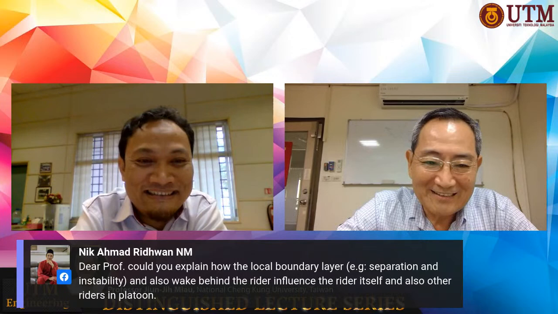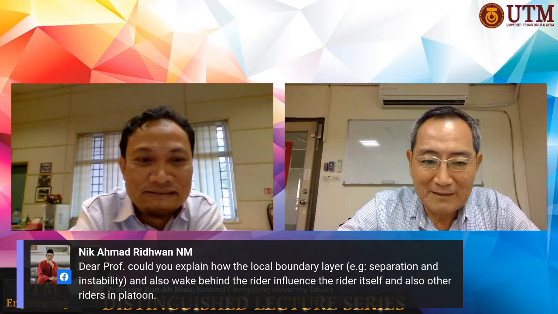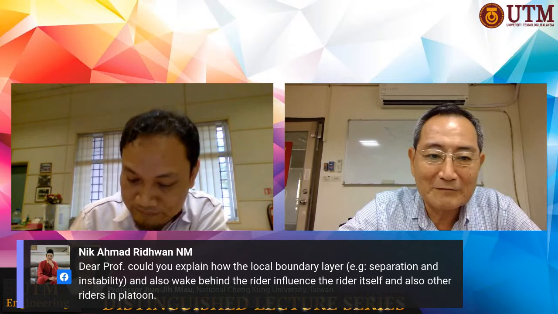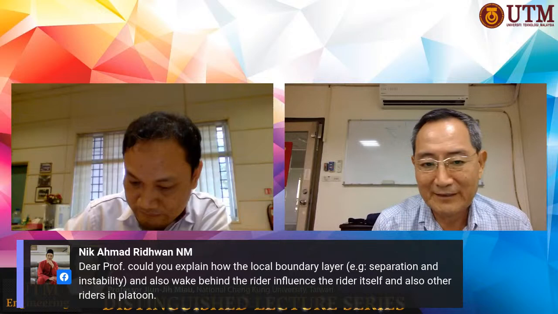Okay, I think this question has two aspects. One is the academic aspect concerning this boundary layer phenomena: separation, laminar-turbulent transition, and also the three-dimensional boundary layer. And by experiment, we found this separation bubble development. So it's quite a complicated boundary layer phenomenon to be studied. Of course, very interesting and very challenging as well.